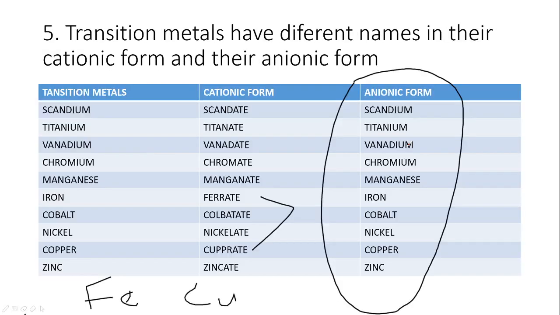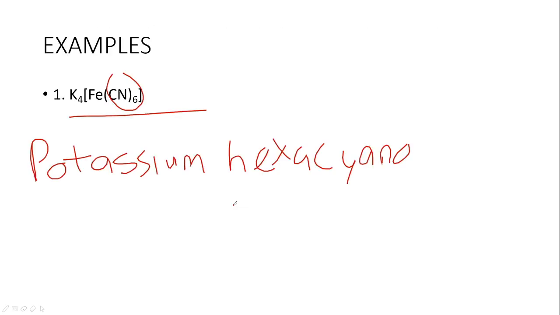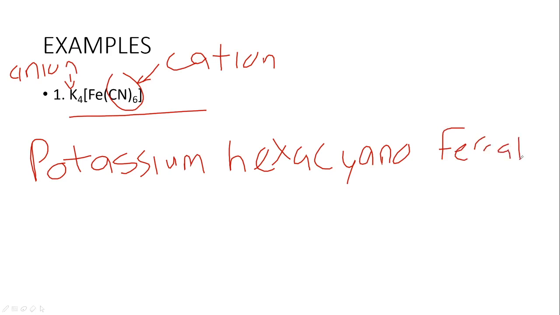Now after this, I gave you a table. Look at the table here. I said for the anionic form of transition metals, the name is always going to be changed. If we divide this into its basic ions, we find that the complex is an anion and the metal is in it, so we have to give it the anionic name. Potassium hexacyano ferrate. Not iron. We call it ferrate.